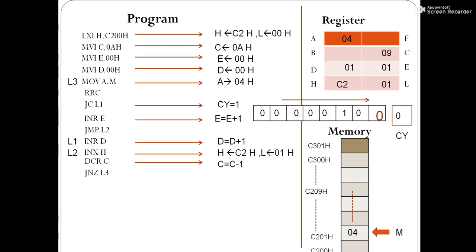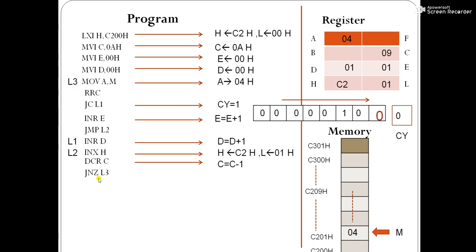So here L2 will be at the instruction INX H. It means we are moving to the next memory location, C202H, and repeating the same process until we reach memory location C209, and likewise counting even and odd numbers. As soon as we get C at 0, we will stop the process and come out of the loop. By then we have found the count of even numbers, which is in register E, and the count of odd numbers, which is in register D.